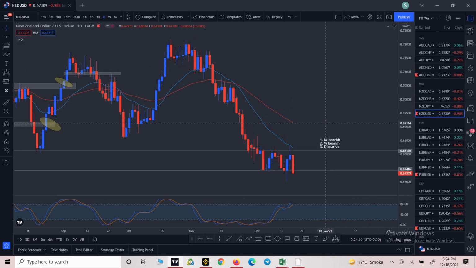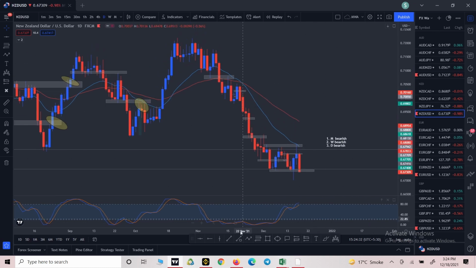Next, let's talk about NZDUSD. New Zealand USD also looks very bearish. Starting from here, we have the low, lower high, lower low, lower high, lower low, and then the price retested the previous high, lower high or same high.